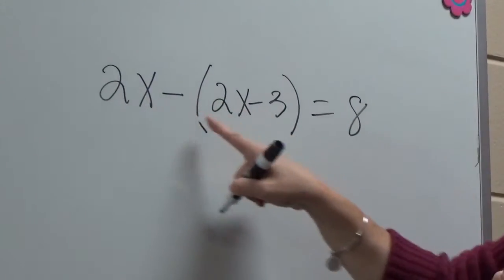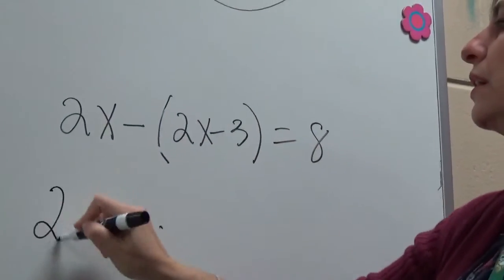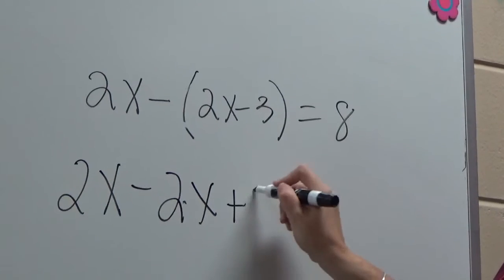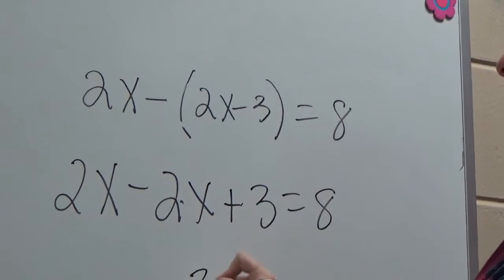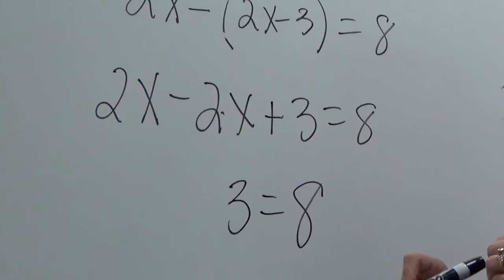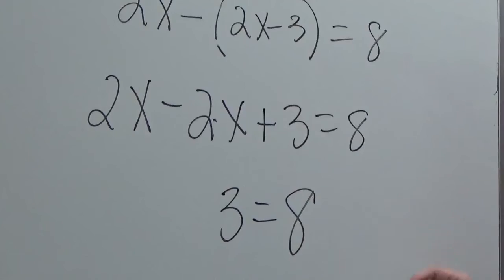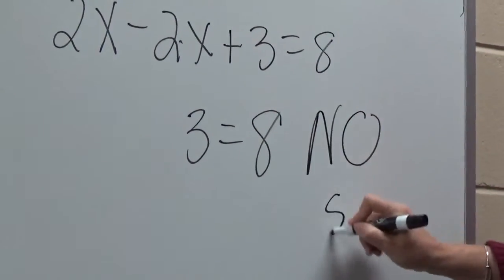So let's distribute the negative. Whatever's parked outside the parentheses, you have to distribute. 2x minus 2x. A negative times a negative is a positive. Okay, we get another problem here. We get 3 equals 8. Guess what? 3 does not equal 8. There is no solution. No solution.